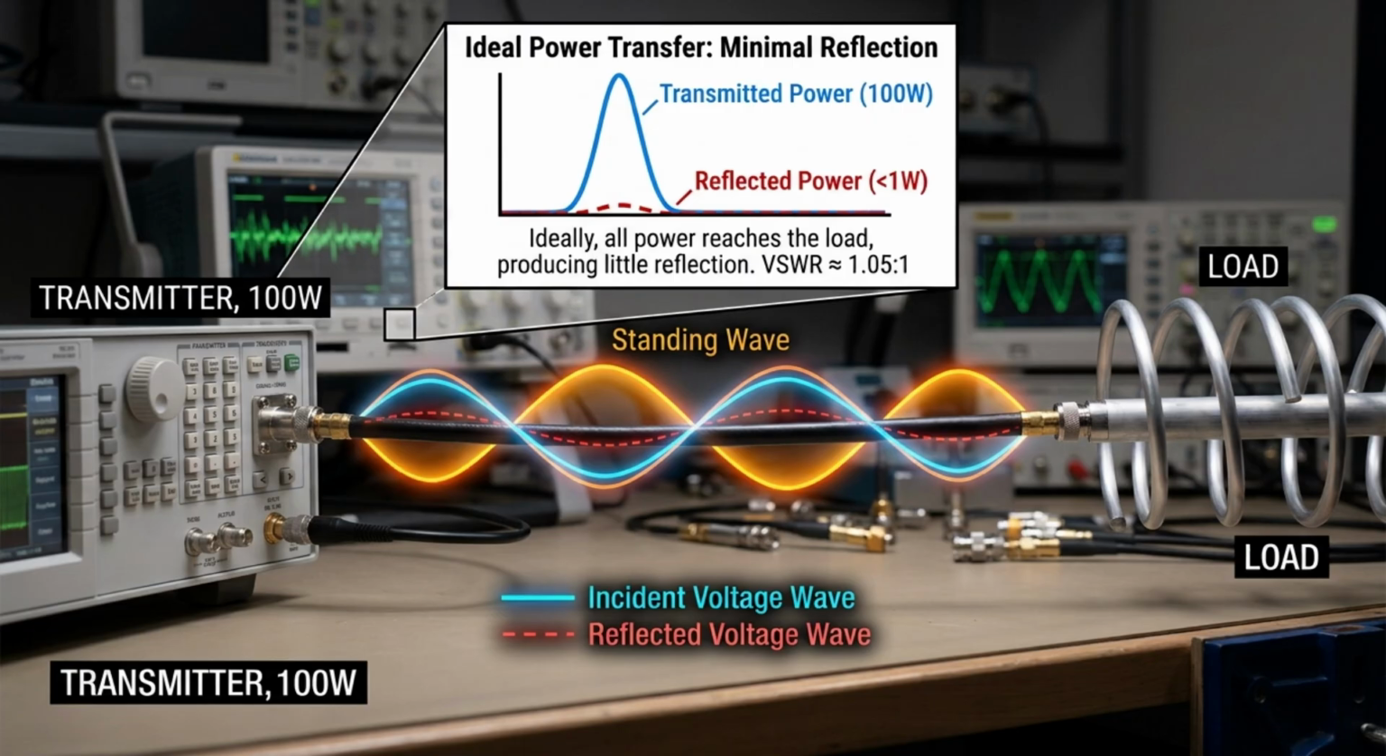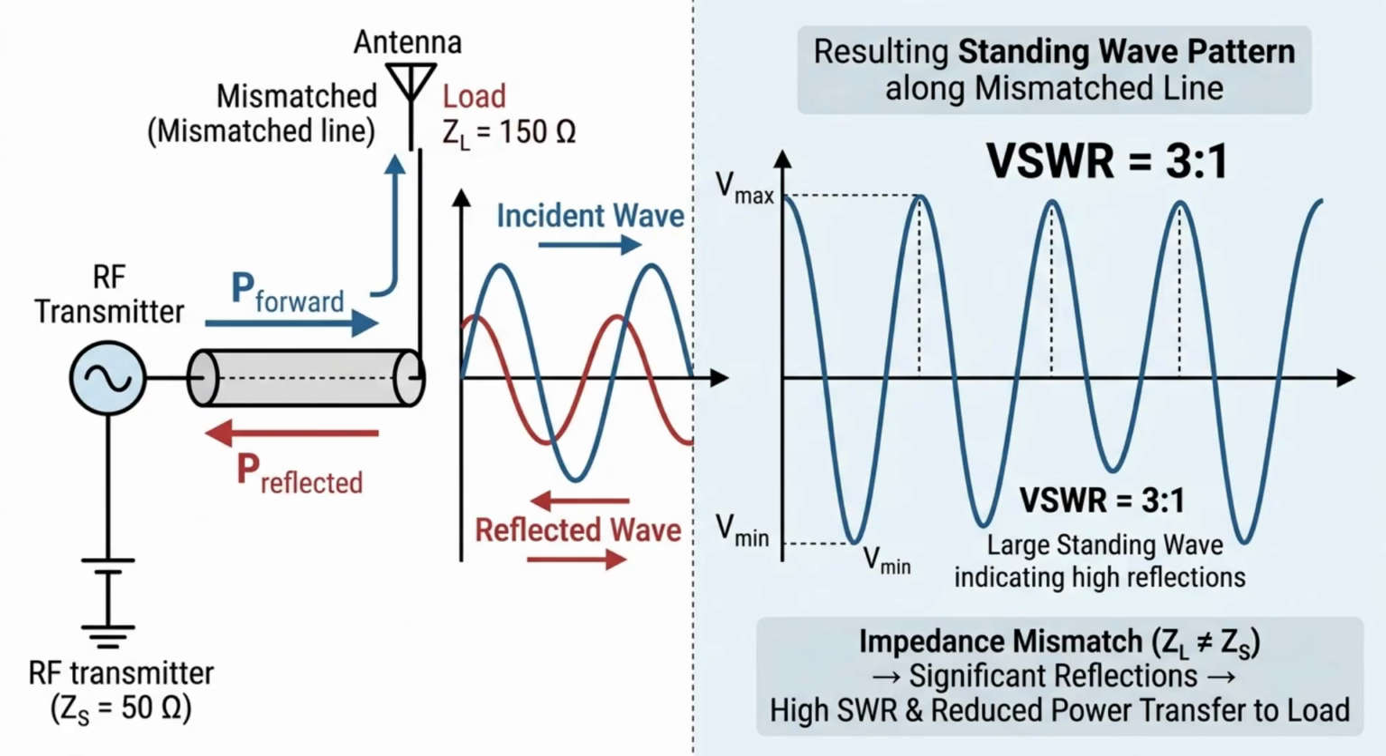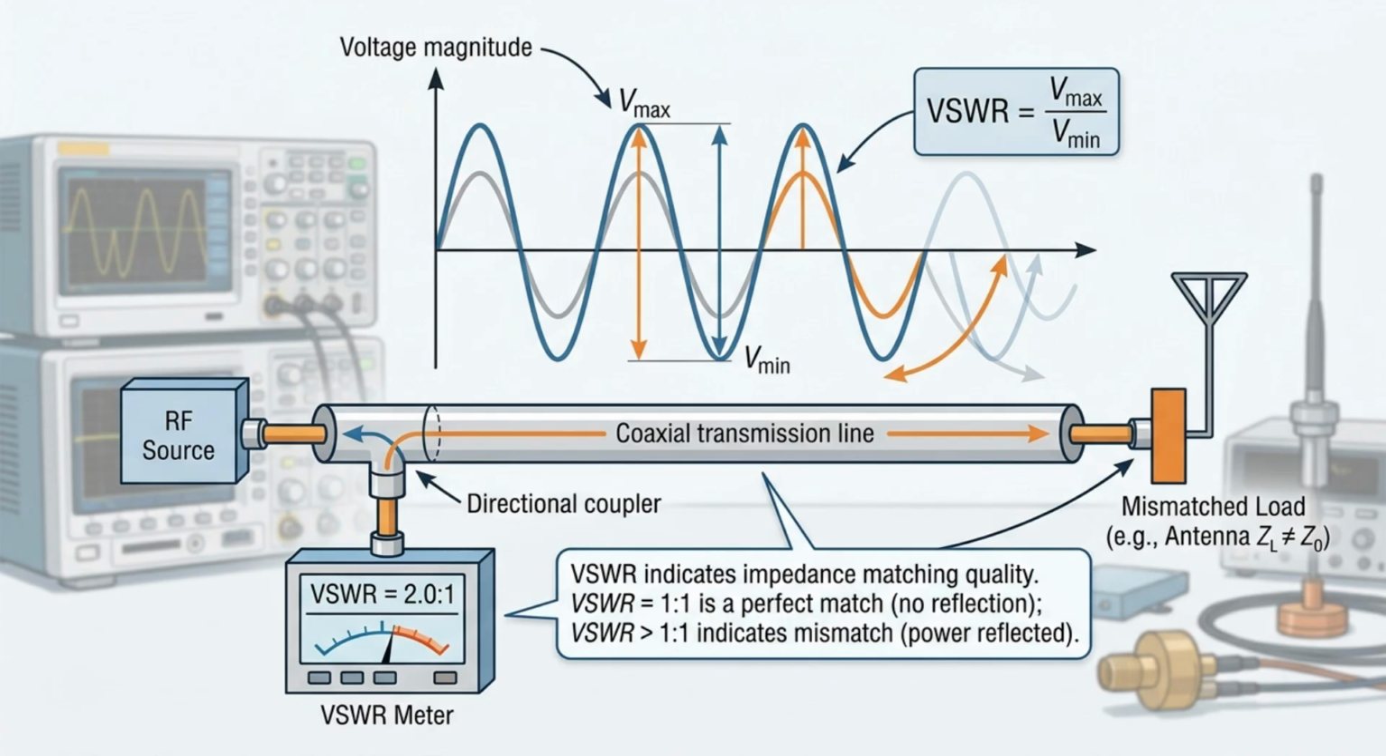Standing waves are extremely important in RF engineering because they reveal how effectively power is transferred through a transmission line. Ideally, all transmitted power reaches the load, producing little or no reflection. When impedance mismatches occur, reflections increase and standing waves develop. Large standing waves indicate that a significant portion of the energy is being reflected rather than delivered to the intended destination. Engineers commonly measure standing wave behavior using VSWR, or voltage standing wave ratio.